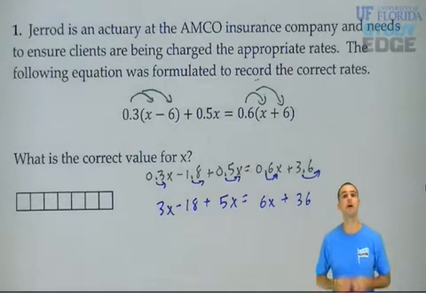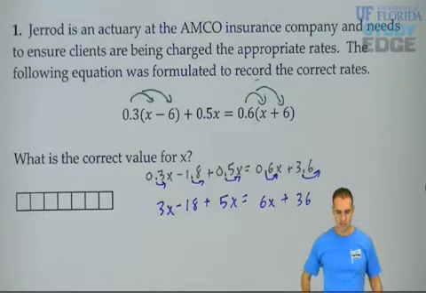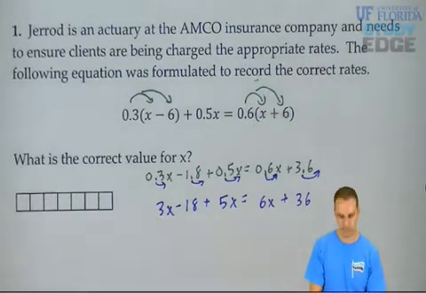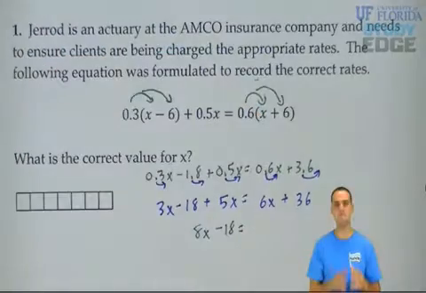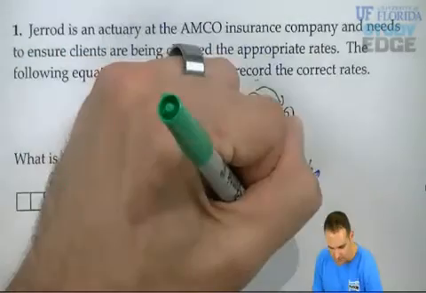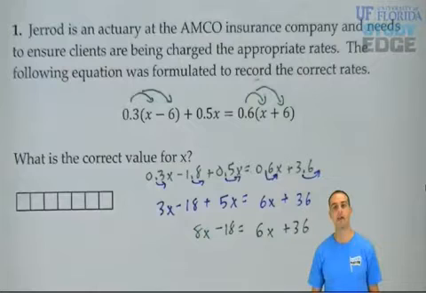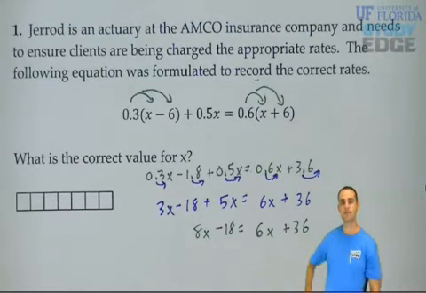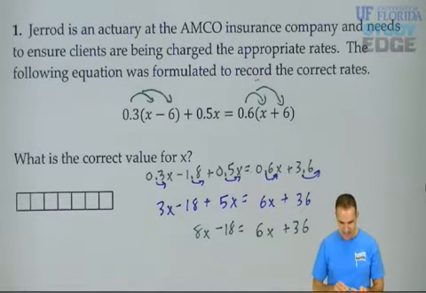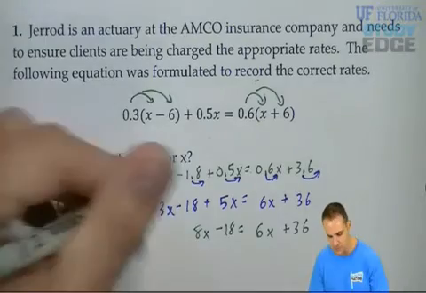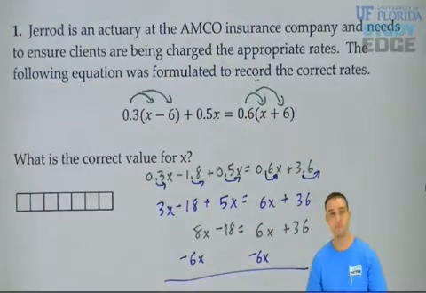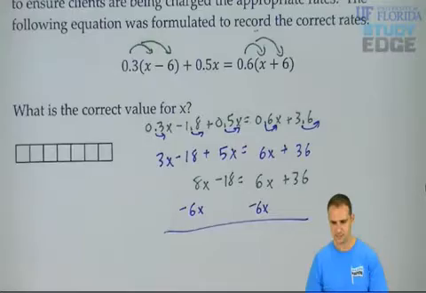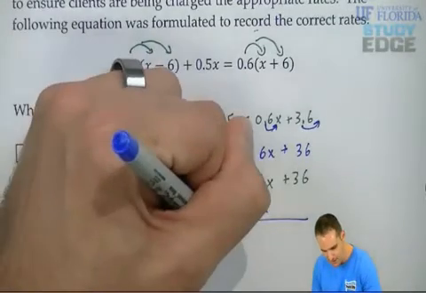From here, combine like terms on each side. On this side, I can combine 3x plus 5x, give you 8x, minus 18. On this side, nothing to combine, so I leave it alone. I'll get my variables to one side, my numbers to the other, and divide. So here I'm going to subtract 6x, so I get my variables to the left. 8x minus 6x is going to be 2x minus 18.